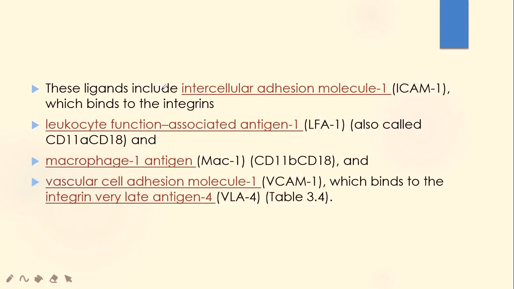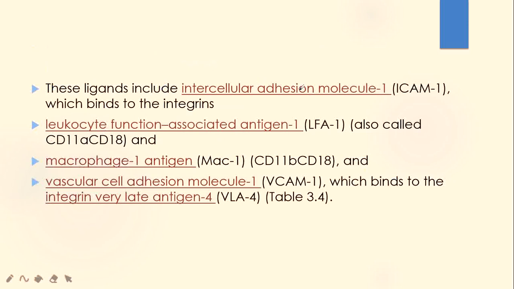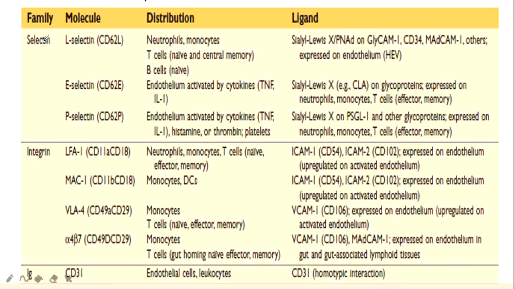The ligands for integrins are intercellular adhesion molecule ICAM1, which binds to integrins leukocyte function associated antigen 1 LFA1 and macrophage 1 antigen MAC1, and vascular cell adhesion molecule 1 VCAM1, which binds to integrin very late antigen 4 VLA4. All of this has been summarized in this table. The ligand for selectin is sialyl Lewis glycoprotein. These are integrins, and these are the ligands.